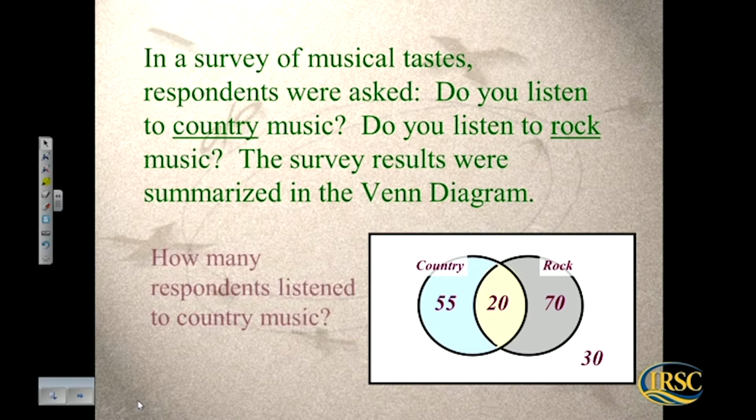So first question being, how many respondents listen to country music? Okay, 75 is correct. Good. Where did you get that number from? Combine what was in the middle, that listened to both, and country music. Okay, good, because country music represents this entire circle, so you had to add the 55 and the 20 to know how many total people.